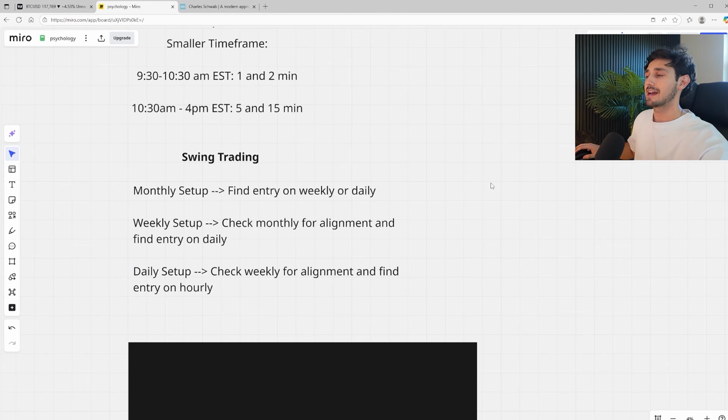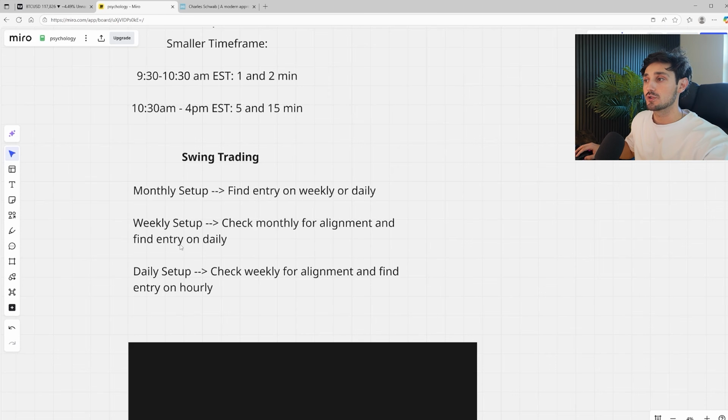Now let's go ahead and break down top-down analysis when it comes to swing trading. So let's say you're looking at a monthly setup. Maybe you're doing some longer term swing trading. I actually call that core trading. Or maybe you're making a long-term investment. And before you make that investment, you want to take a look at the charts to make sure that everything is aligned. So let's say you see a monthly setup. From there, you could find an entry on either the weekly time frame or the daily time frame that could be a bit higher reward to risk.